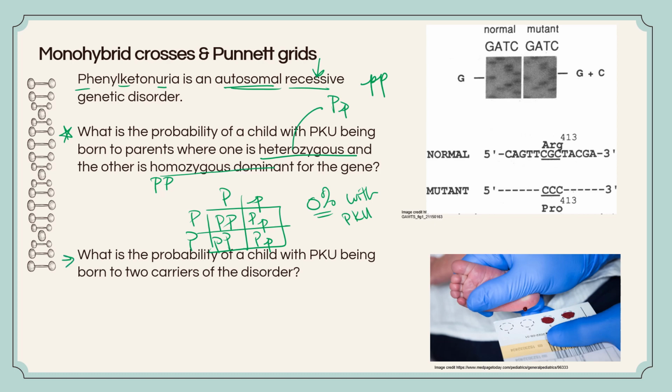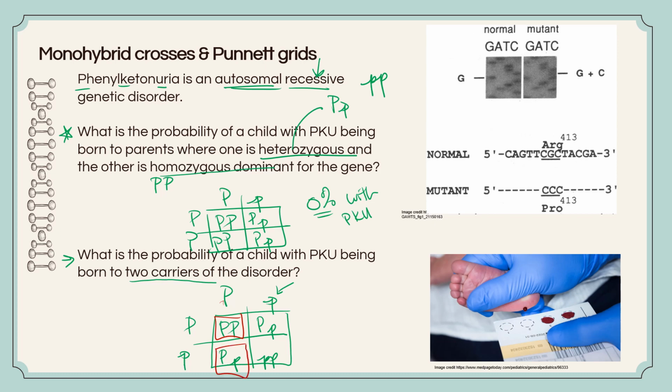But what if both parents are carriers for the disorder? Carrier is another way for us to describe heterozygotes. So both parents are heterozygous. Both parents carry the allele for phenylketonuria, but neither one of them actually has it since it's recessive. We do this cross and notice that we have a 1 in 4 chance of a child being homozygous dominant.